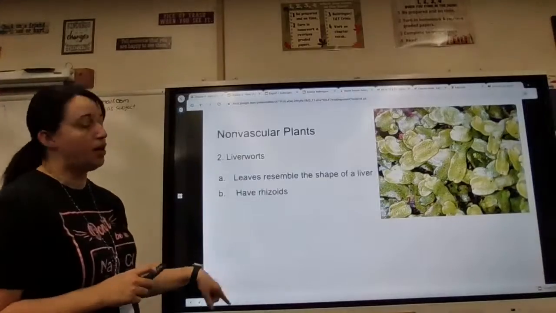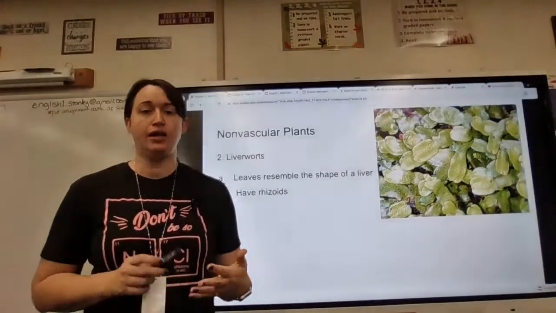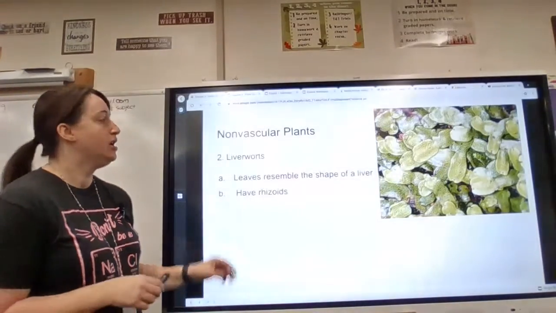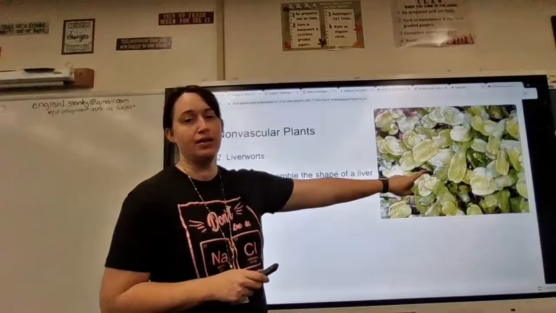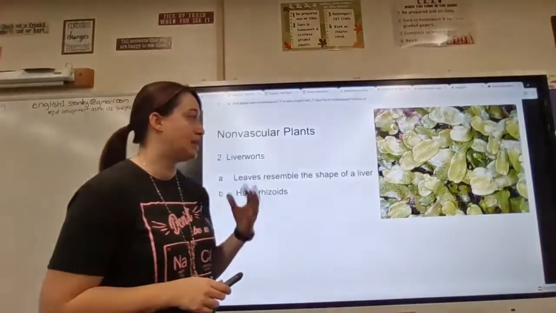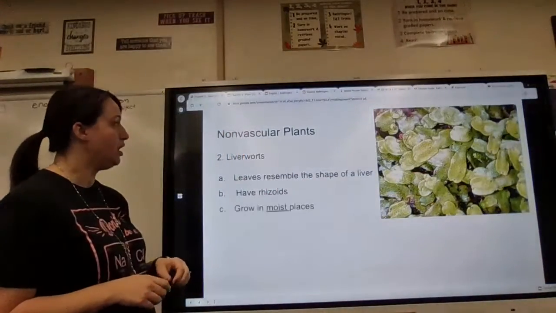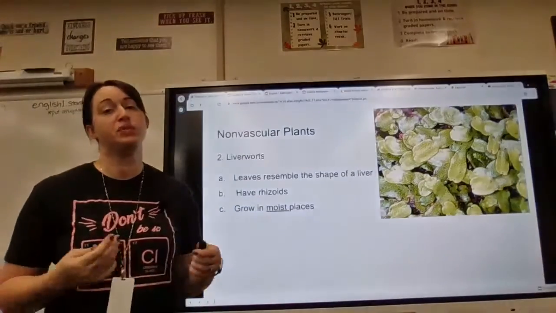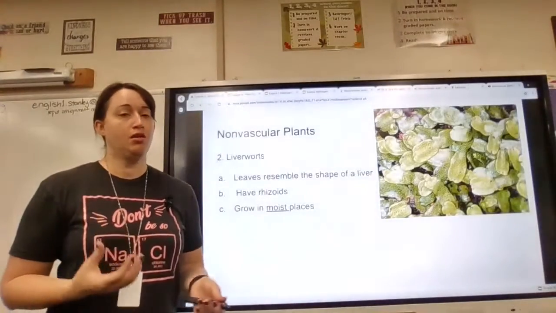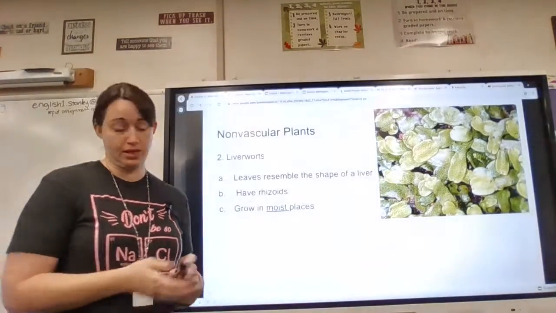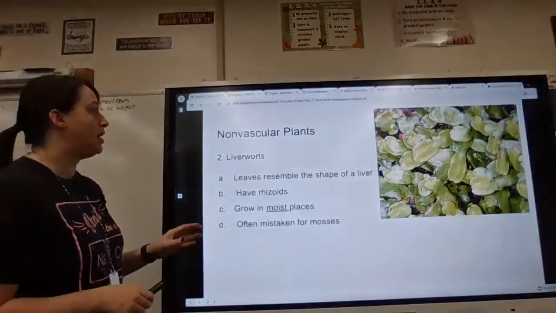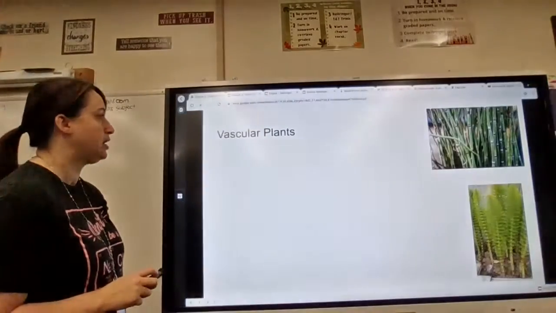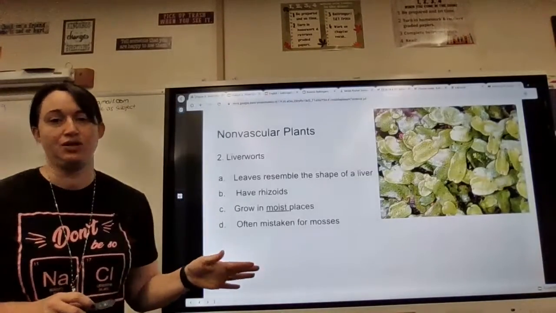Liverworts also have rhizoids. Again, these plants don't have true roots to collect their nutrients. They have rhizoids, and they get water and nutrients directly through their leaves. Just like mosses, liverworts grow in moist places because when you don't have a root system and you're getting all your water directly, you need there to be water present a lot of the time. A lot of times, liverworts get mistaken for mosses. They are very different, even though at a glance and especially at a distance, they're going to look the same.